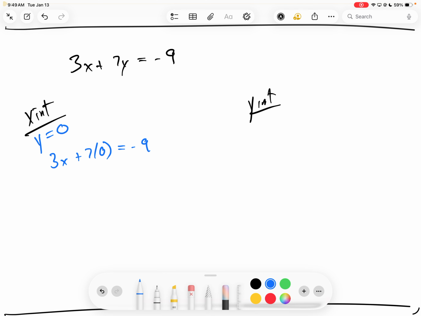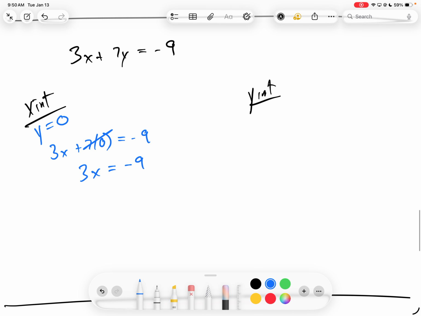These are usually pretty easy when they're in this standard form, the ax + by = c, because 7 times 0 is just 0, so that goes away. 0 plus anything is just itself. So the only thing on the left side I have left is the 3x. I divide by 3. And I get x = -3. So I get -3, 0 is my x-intercept.